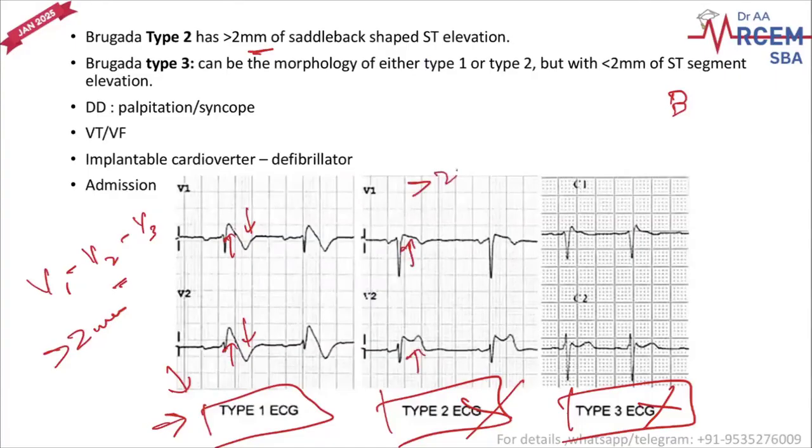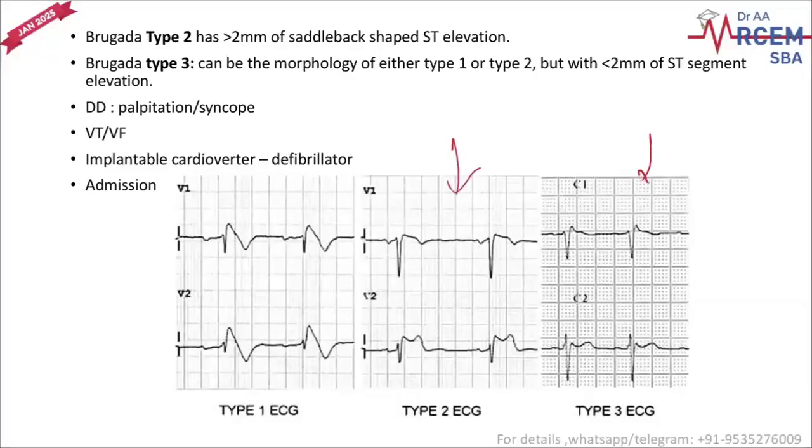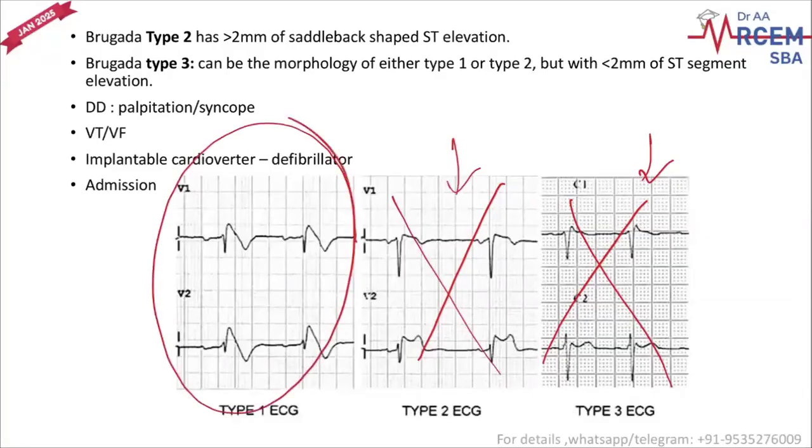But this will be more than 2 mm. If this ECG finding is less than 2 mm, we call it a type 3 of the Brugada syndrome. But you can see here, it becomes very difficult to appreciate a type 2 or type 3. That's why it is very, very difficult to pick it up in a real life scenario. Hence, it doesn't appear in the examination. Whenever they want to test you on the Brugada syndrome, this is the ECG they will be testing you on.